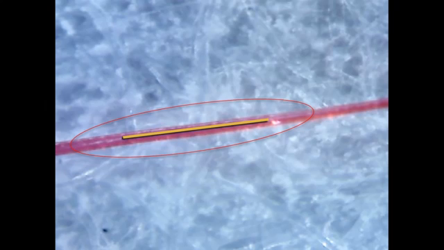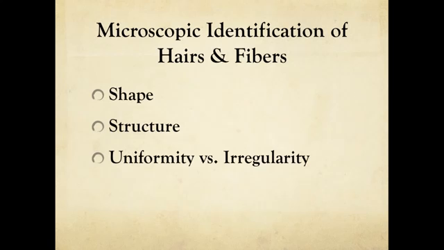From these images, you should be able to get a sense of the wide variety of fiber shapes. So, through this lesson, you have learned that hairs and fibers can be easily identified and distinguished by their shape, structural features, and degree of uniformity or irregularity.